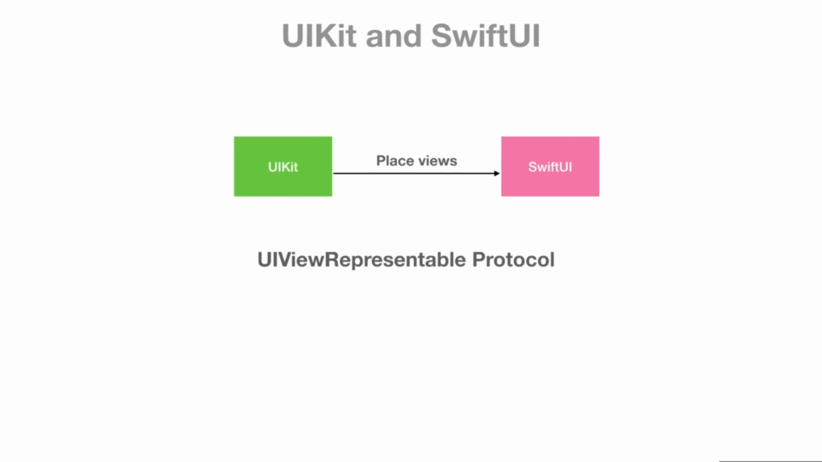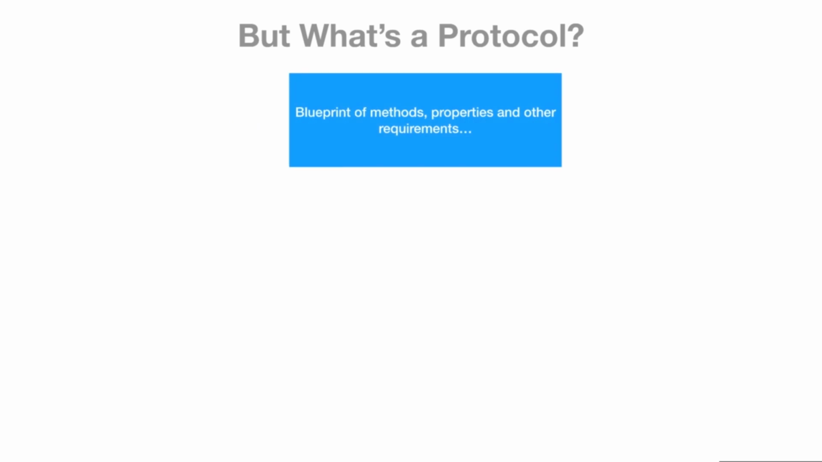Now, the next question you may ask is, what is indeed a protocol? Because you may have heard of protocols, maybe I have mentioned in passing, and you may be confused. Protocol, what is that? Let's talk about that. Well, a protocol is some sort of a blueprint that defines methods, properties, and other requirements that suit a particular task or piece of functionality.